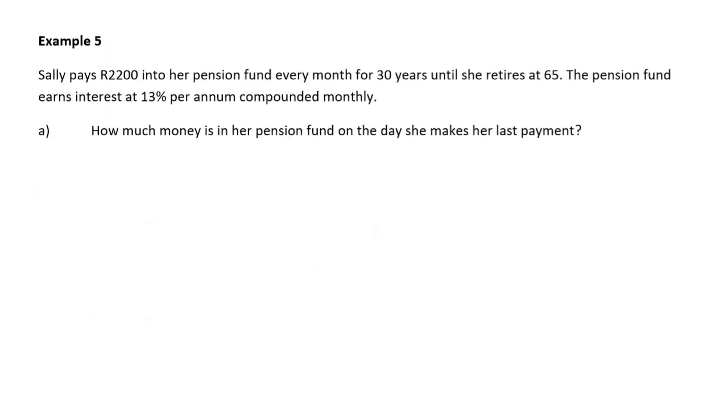Okay, let's have a look at Celli. She pays 2,200 rand into a pension fund every month, so I see every month. So I'm thinking annuity for 30 years until she retires at 65. Now, that doesn't sound like a present value annuity at all because she's saving towards a lump sum in the future. So this is a future value annuity.